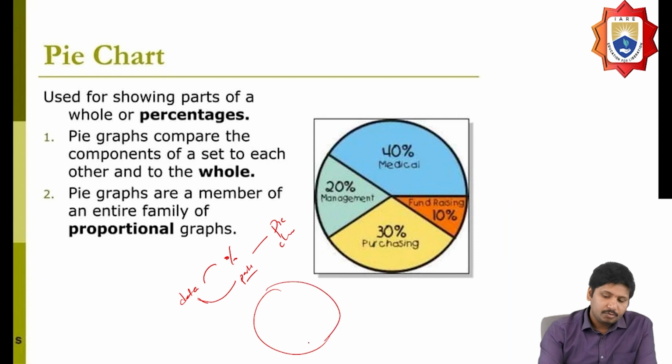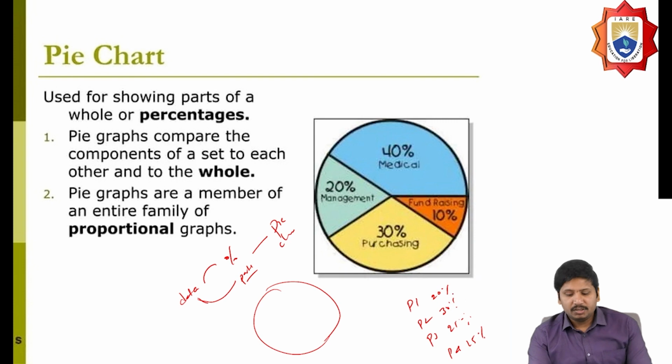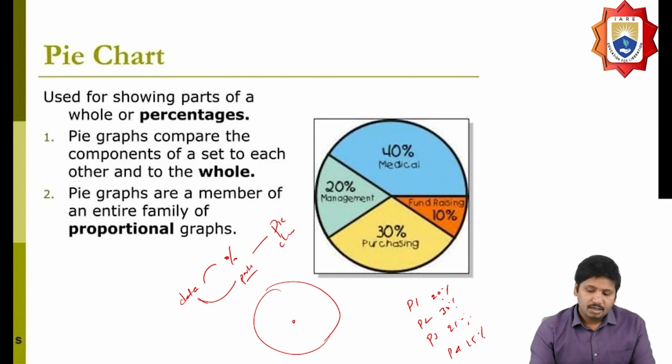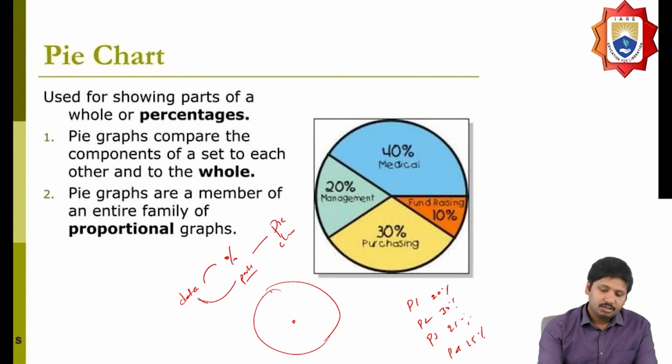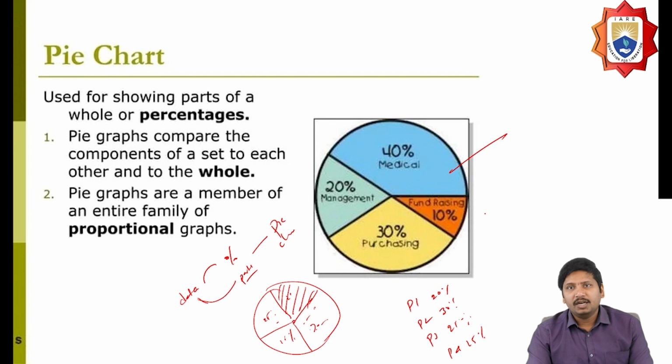Suppose product 1 sales is 20%, product 2 sales is 50%, product 3 sales is 25%, and product 5 sales is 25%. If I want to show it in the form of percentages, I have to make a circle and mark how much percentage each one gets, so 20% and 30% and 25, 25, let it be. I can show it, or I can show it in the form of different colors as well.